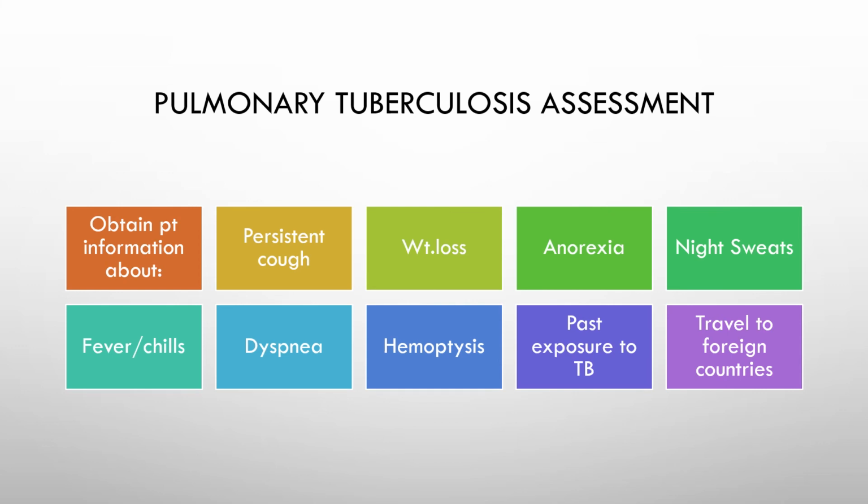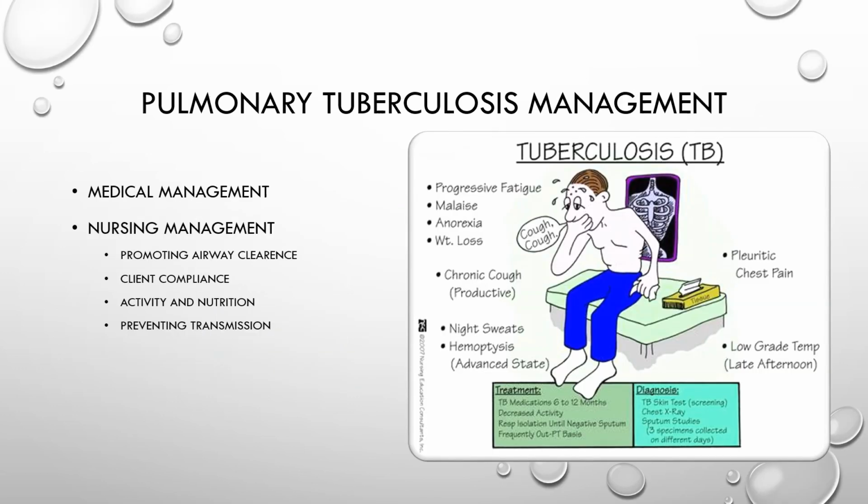This slide represents some of the common clinical manifestations that we will see with somebody who has active pulmonary tuberculosis. Oftentimes, the client will complain of fevers and night sweats. They will have significant weight loss. The cough may be either productive or non-productive, but if they do have a productive cough, oftentimes they might state that they've had some blood-tinged sputum or hemoptysis.